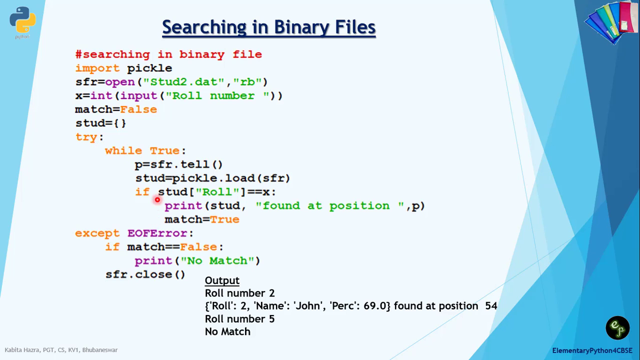Then we are reading the file within the try block, so that if any error has occurred, that means the end of file error has occurred, then it will handle the exception and check the value of the match, so that if no match for the particular roll number is found, then it will display no match.